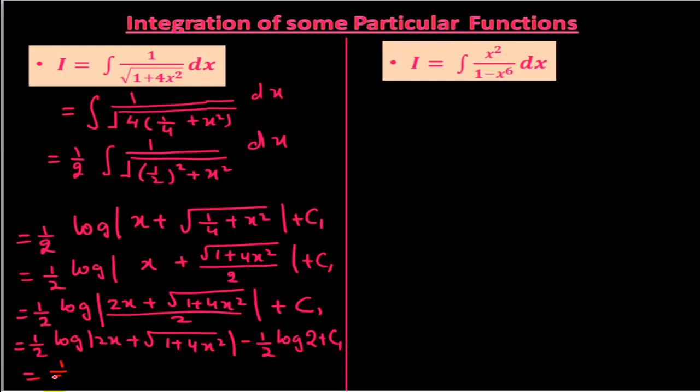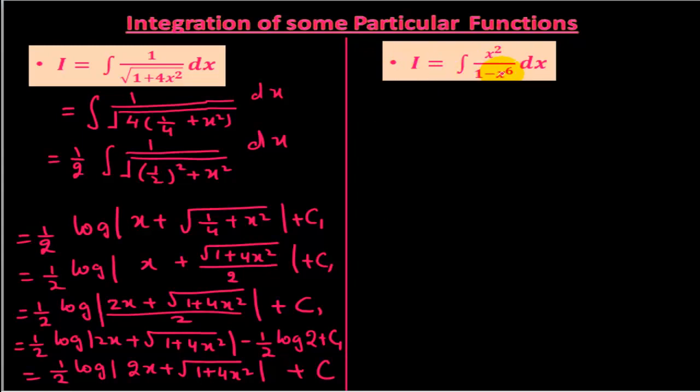So we can write the solution of the given integral as half log modulus of 2x plus square root of 1 plus 4x square and a constant of integration. Let's say it is the constant which is obtained after subtracting 1 by 2 log 2 from C1. Now moving on to the next one.